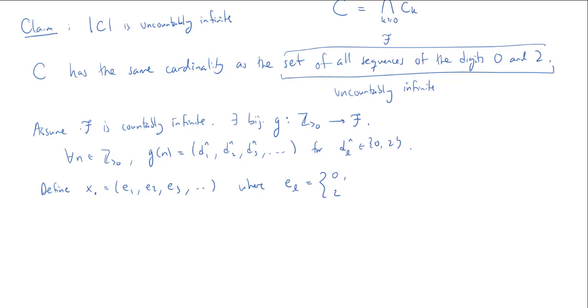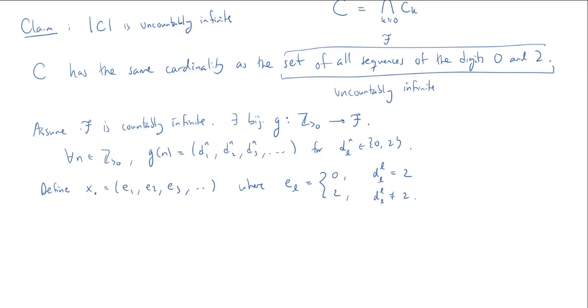Now, when is it going to be 0? Well, I'm going to go to the lth sequence, so I'm looking at g of l. It's going to look like d_l1, d_l2, d_l3, etc. So I'm going to look at the lth sequence, and then I'm going to look at the lth term in that sequence. And if the lth term in that sequence is equal to 2, then e sub l will be 0. Okay, but then I could look at d_ll, and what if it's not 2? Of course, that just means it's 0. Then I'm going to let e_l actually equal 2.